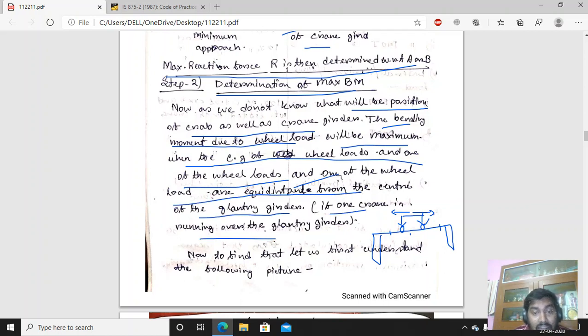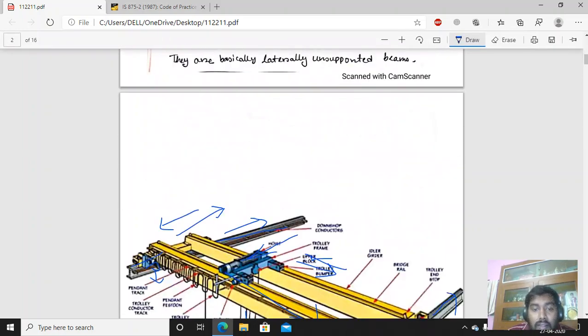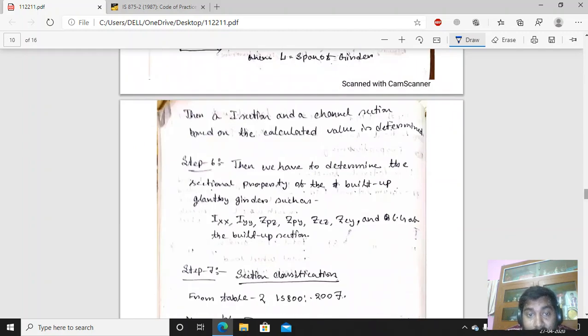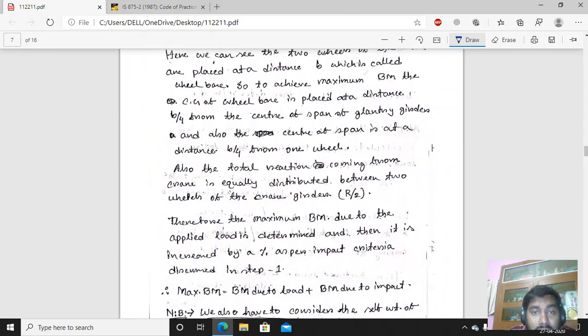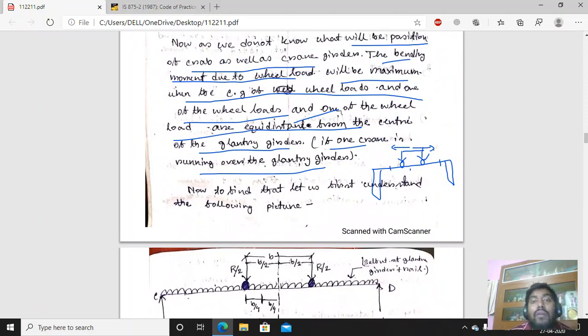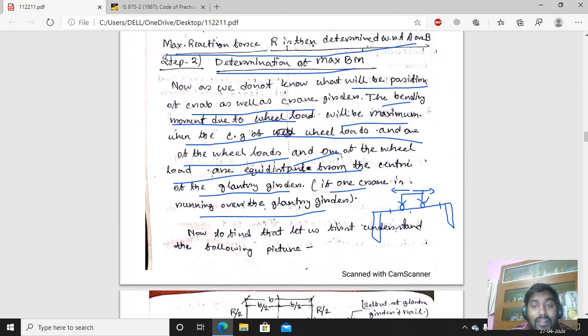If only one crane is running over the Gantry Girder, generally in one crane, as you can see in the picture, two wheels are there. Two wheels are generally there in a normal single crane Gantry Girder. So we are assuming a single crane Gantry Girder, and first we have to determine the bending moment. The maximum bending moment under the wheel load will occur only when the CG of the wheel loads and one of the wheel loads are equidistant from the center of the Gantry Girder.